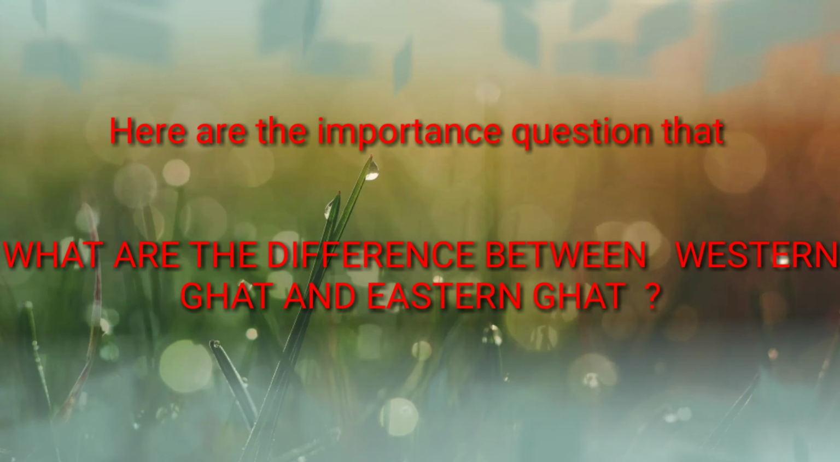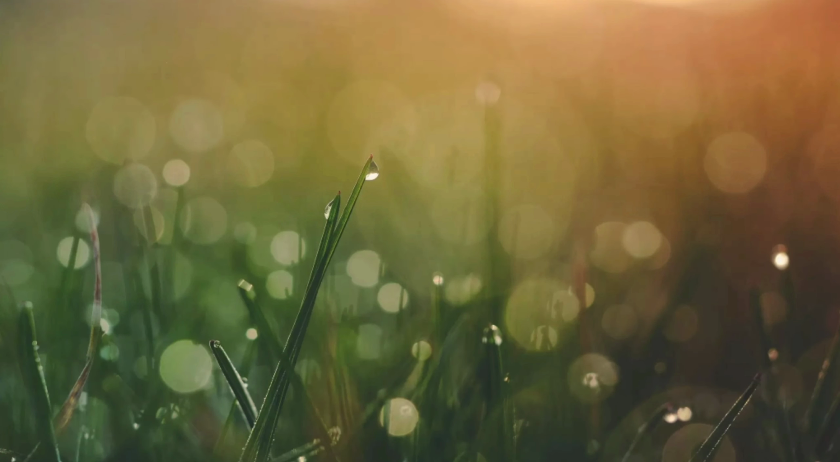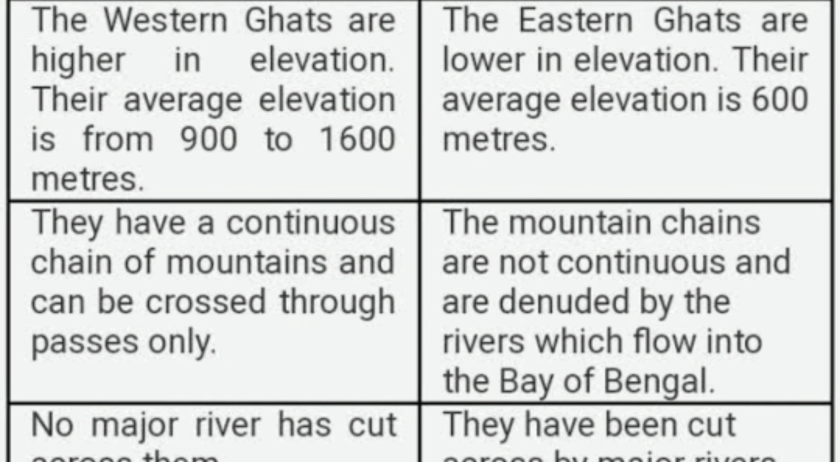Here is an important question: what is the difference between the Western Ghats and Eastern Ghats? The Western Ghats lie in the western part of the Deccan Plateau and the Eastern Ghats lie in the eastern part of the Deccan Plateau. The Western Ghats are higher in elevation, with an average elevation from 900 to 1600 meters. The Eastern Ghats are lower in elevation, with an average elevation of 600 meters.